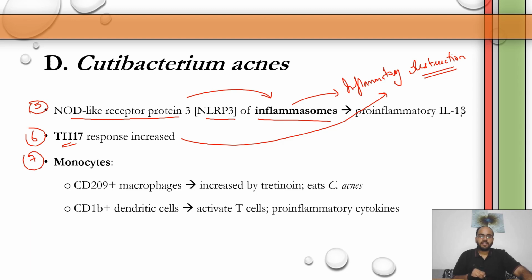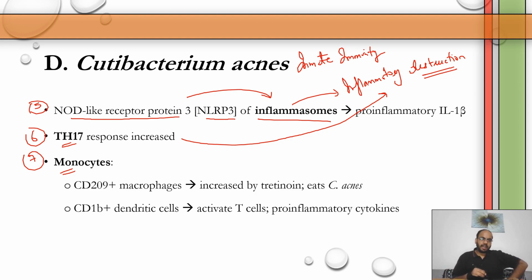Seventh is monocytes. Under the action of Cutibacterium acnes, the innate immunity gets activated. Okay, innate immunity gets activated. And if you wish, there are multiple articles to read about the activation of innate immunity by Cutibacterium acnes. I request you to go and search for them. It's a very good story how C. acnes activates the innate immunity system.